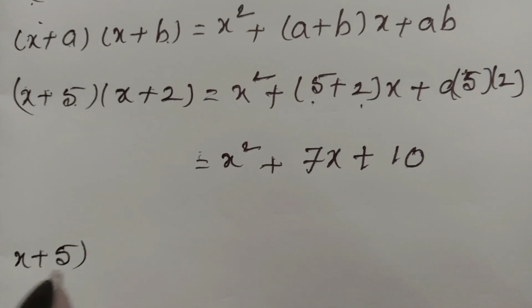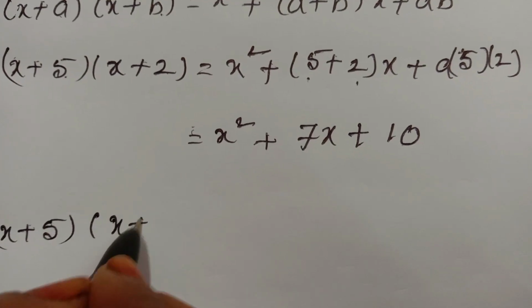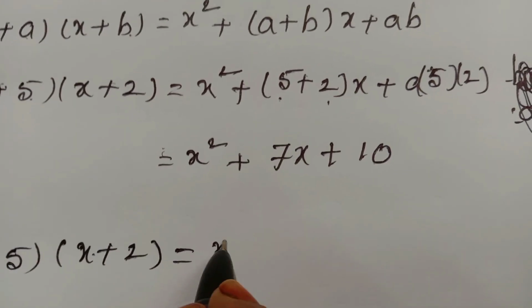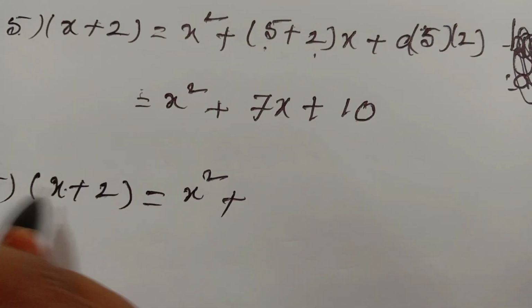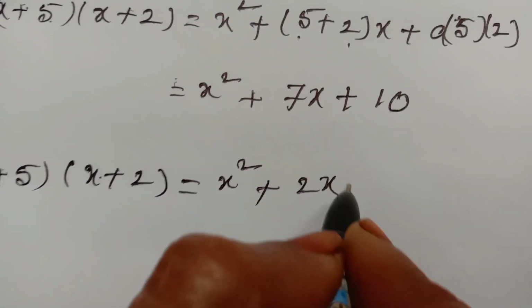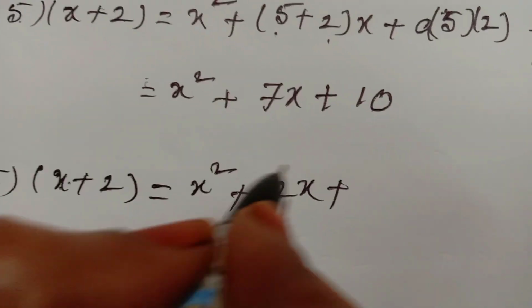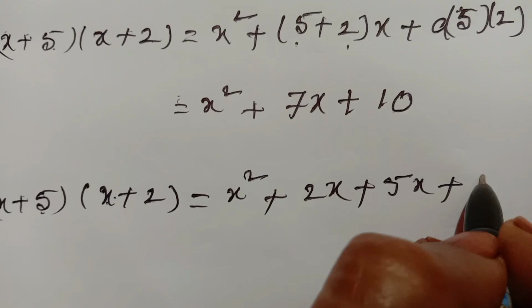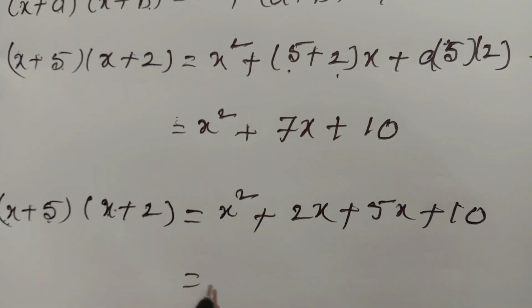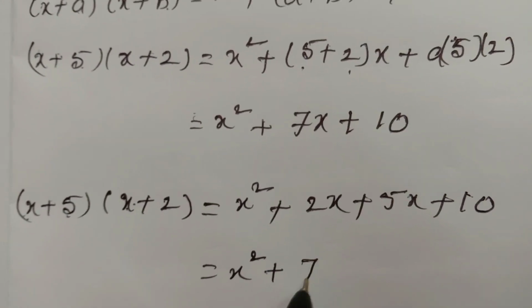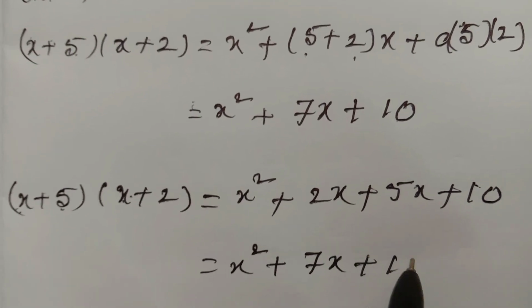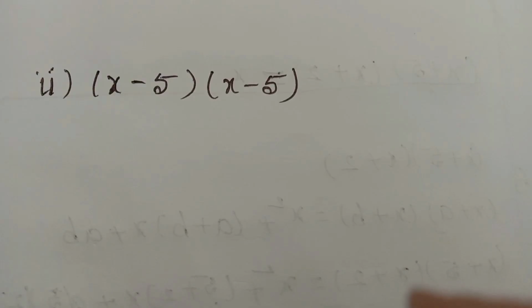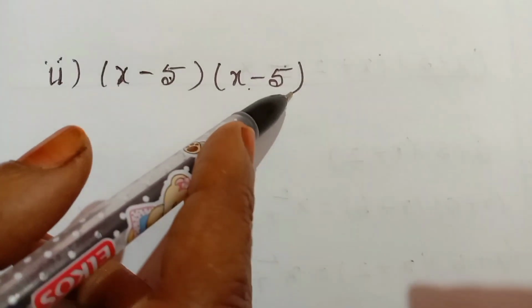You can also multiply (x + 5) into (x + 2) directly. That is x into x, x square, plus x into 2, 2x, plus 5 into x, 5x, plus 5 into 2, 10. That is equal to x square plus 7x plus 10. These two are the same.